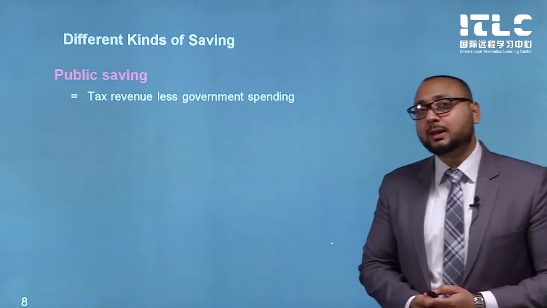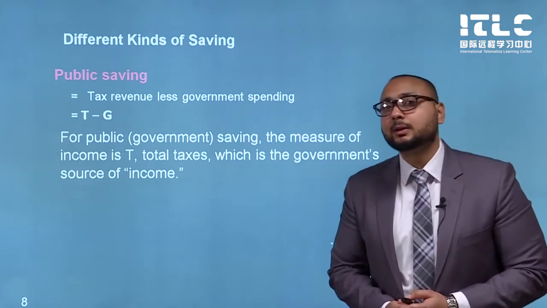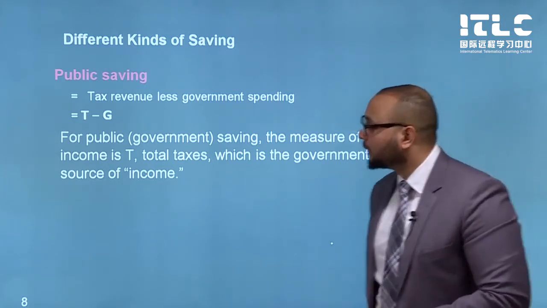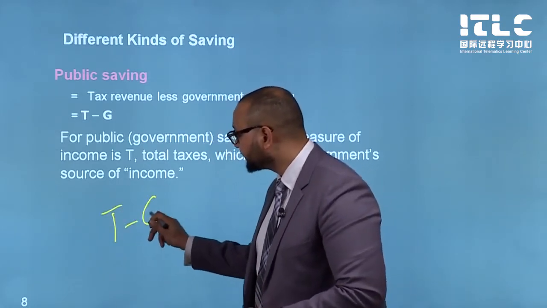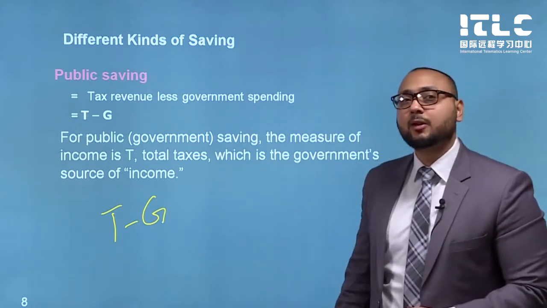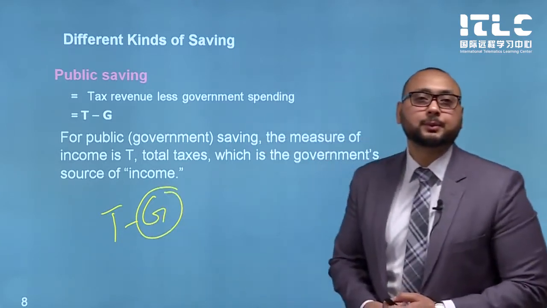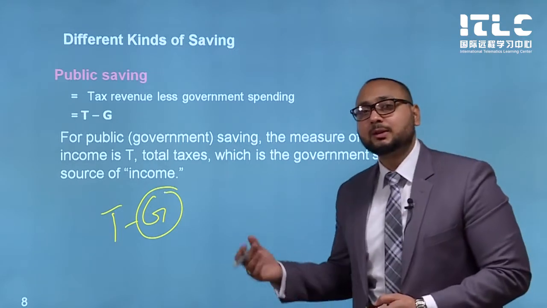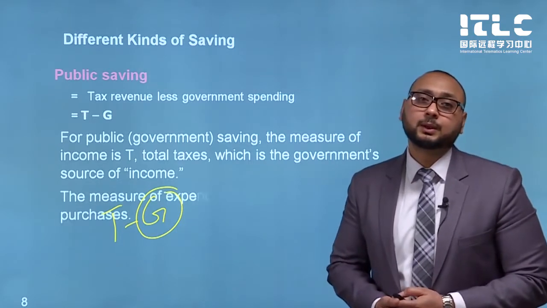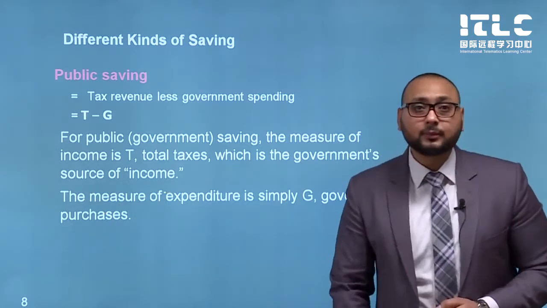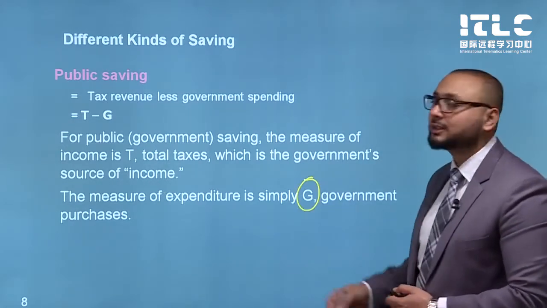And now we have public savings, which is tax revenue minus government spending. For public savings, how much is the income for the government? It imposes taxes. And what is the spending? The government spends it. So for public, or government, savings, the measure of income is T, total taxes, which is the government's source of income. The measure of expenditure is simply government purchases, which we represent as G.